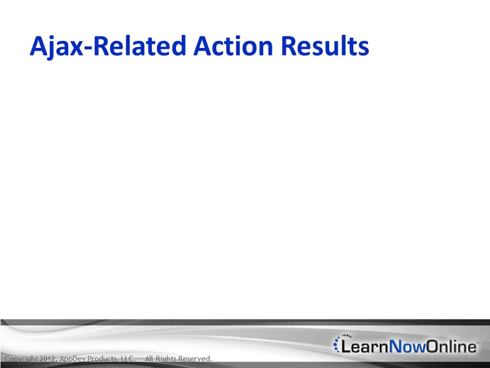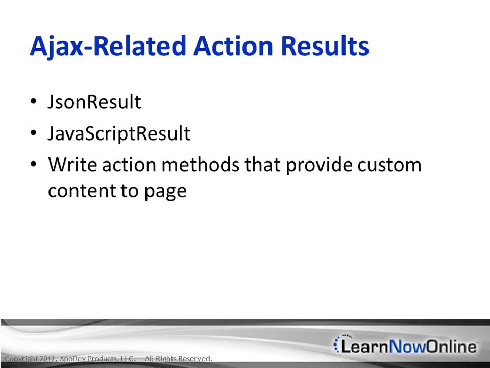Besides our normal action view results that we have in our controllers, there are a few Ajax-related action results that are worth mentioning. The first one is JSON result. Here you return JSON as the result in a method in a controller, so that if you are calling this via JavaScript or Ajax from jQuery, you'll actually get JSON data back. Also, there's JavaScript result, which is fairly obvious. You'll get a JavaScript back instead of a JSON result. Here you can write action methods that will provide custom content to a page. As mentioned, you can use JavaScript or Ajax calls to actually get this data.